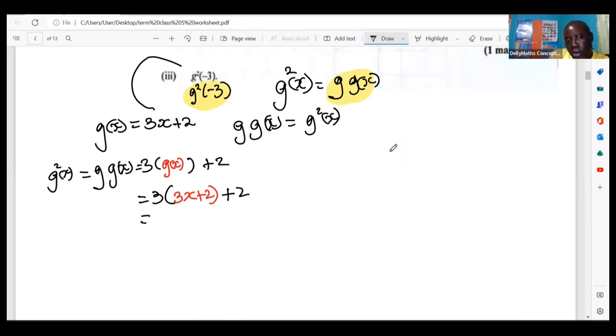So all you have to do is to carry out the duty. 3 times 3, 9 with an x. 3 times 2, 6. And there's a 2 at the back. Finalize it. 9x plus 8. This is this. Now I'm going to turn it back into what they had started so you can see it. So the square of g of x is 9x plus 8.